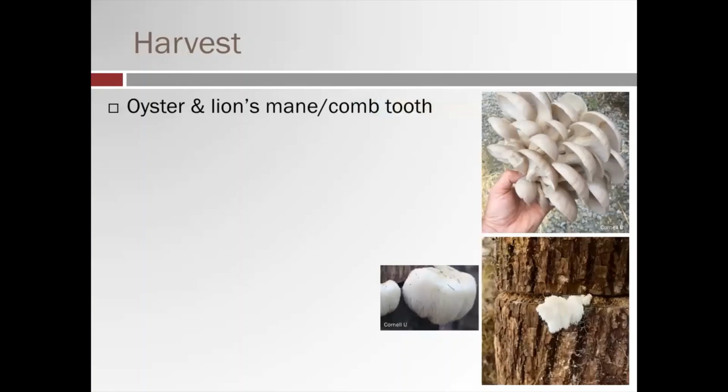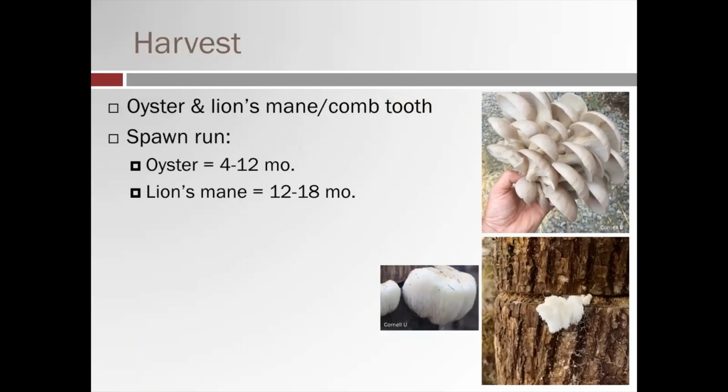All right, for oyster and lion's mane, which is also sometimes called comb tooth, just so people know, this is what it looks like when it's ripe, when it's ready for harvest. For oyster, the spawn run is typically between 4 to 12 months. And for lion's mane, it's longer. It's between 12 to 18 months on average. These are produced in totem systems, so there's no forced fruiting in these systems. It's a natural fruiting, it's sporadic.